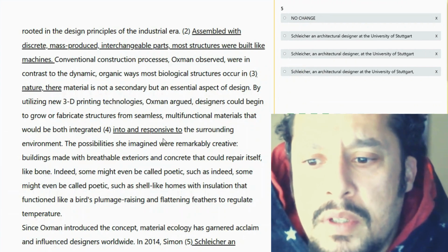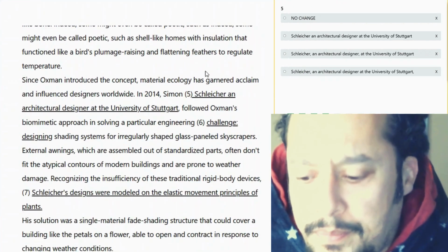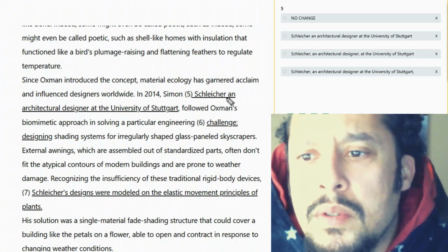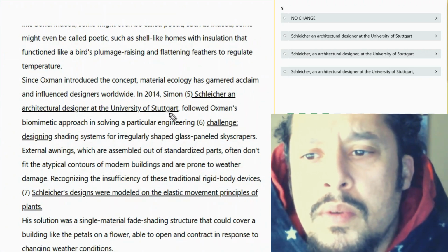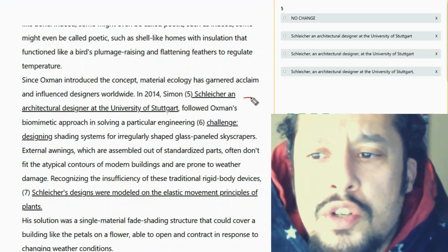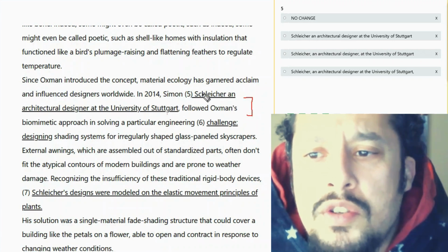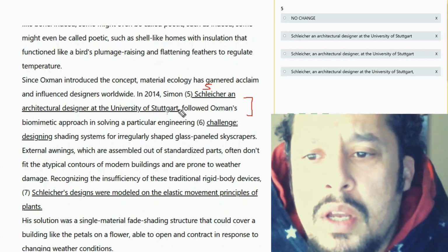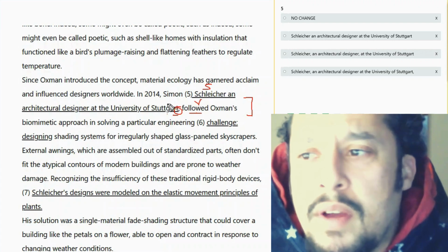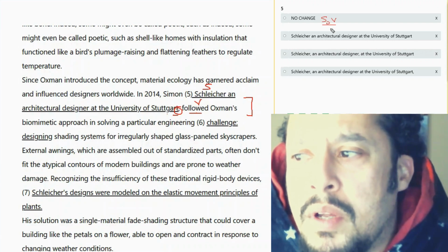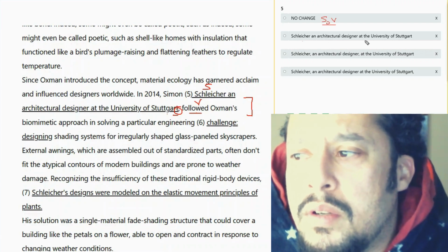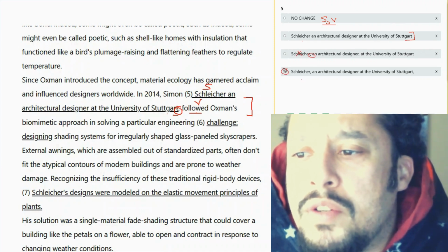Number 5. We have a fragment here in question number 5. Simon Schleicher is my subject. And then we have a comma followed by a verb. So question number 5, you're dealing with a subject, comma, verb. Answer B, maybe. Answer C, we didn't do anything, it's a fragment. And answer D. So we're going to go with answer D here.